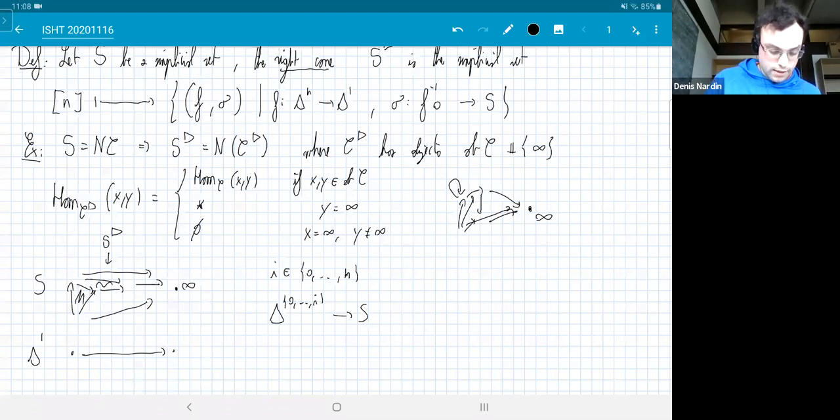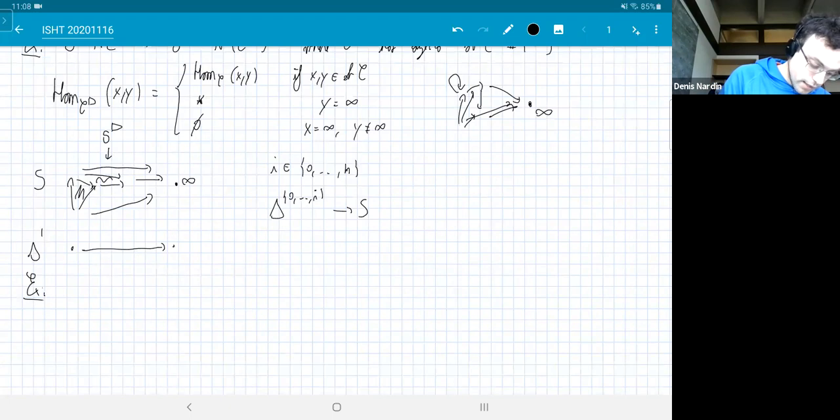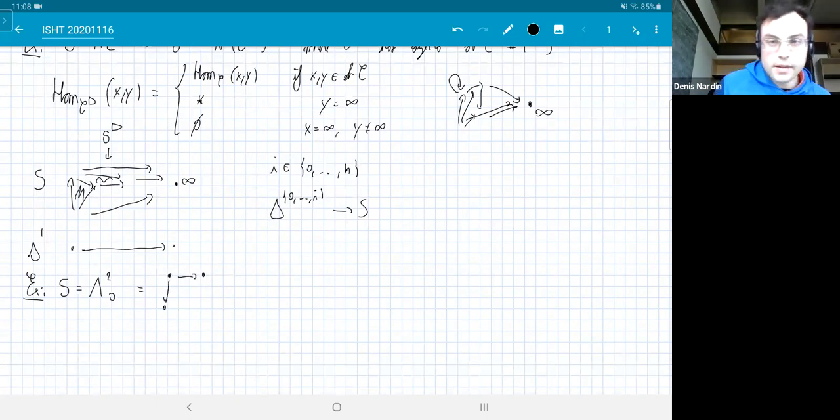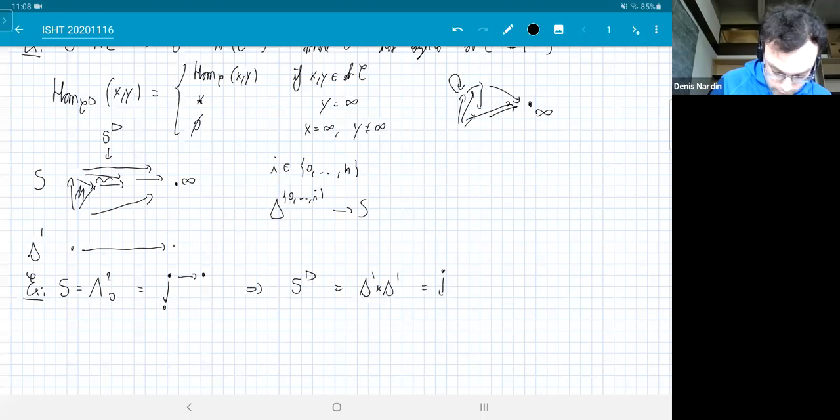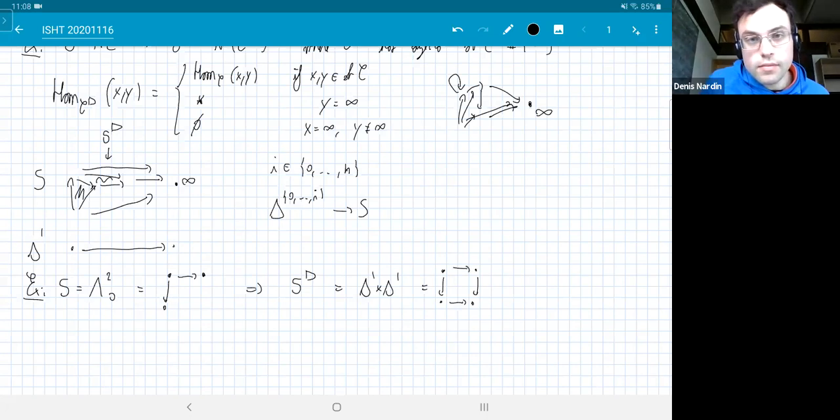Let me give you another example that's going to be important. Let S be lambda 2, 0, which I'm going to think of as this poset here. Then S cone is just delta 1 times delta 1. Actually, this I'm going to give as an exercise. I think it's a good exercise to just see what's happening. Okay. Questions about this notion of left cone? No. Okay.